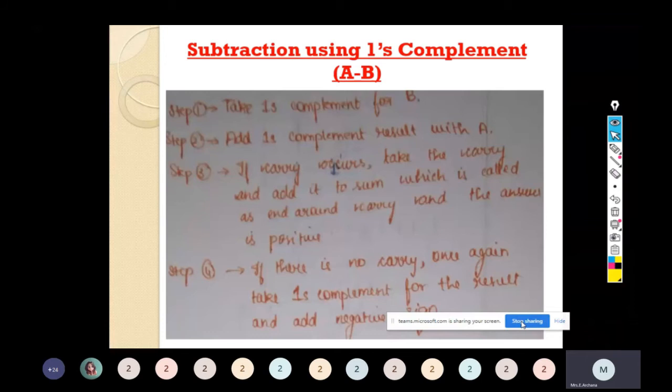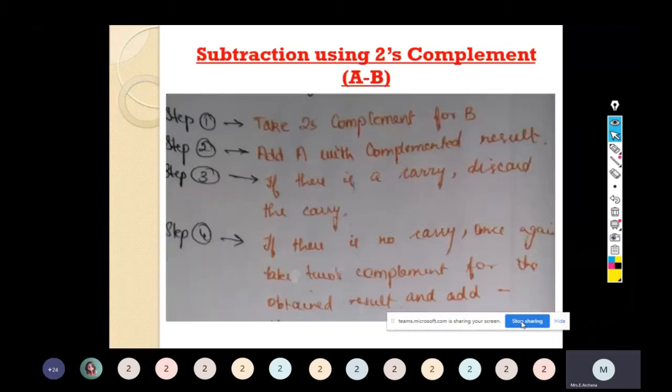Subtraction using 1's complement: take 1's complement for B and add the result with A. If carry occurs, take the carry and add it to the sum, which is called end around carry, and the answer is positive. If there is no carry, once again take 1's complement for the result and add a negative sign. Subtraction using 2's complement: take 2's complement for B. Step 2, add A with the complemented result. Step 3, if there is a carry, discard the carry. If there is no carry, once again take 2's complement for the obtained result and add a negative sign.